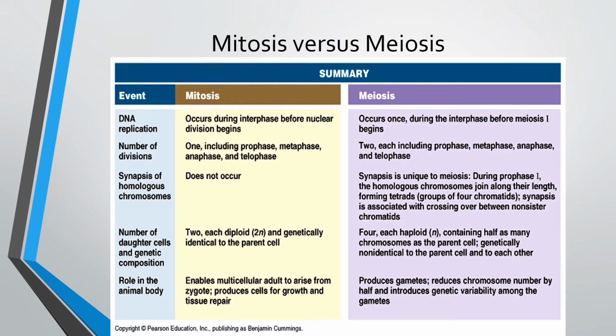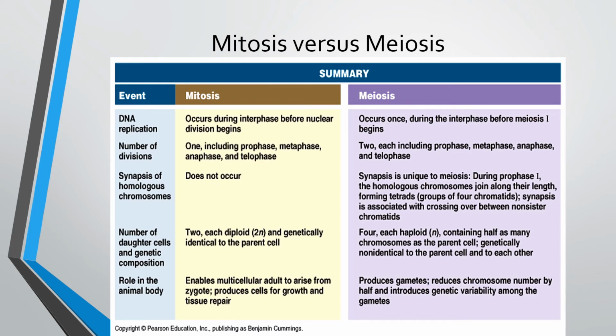Mitosis versus meiosis. A summary. DNA replication in mitosis occurs during interphase before nuclear division begins. DNA replication during meiosis occurs once during the interphase before meiosis 1 begins. The number of divisions in mitosis is 1, including prophase, metaphase, anaphase, and telophase. The number of divisions in meiosis is 2, each including prophase, metaphase, anaphase, and telophase.